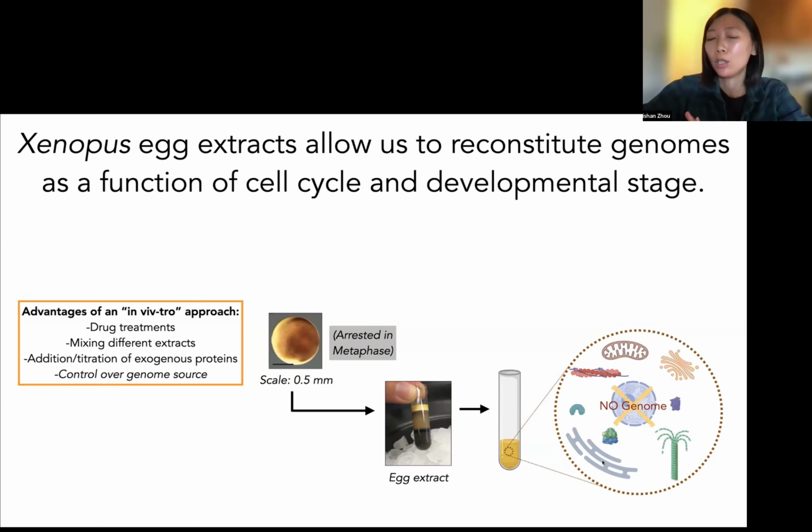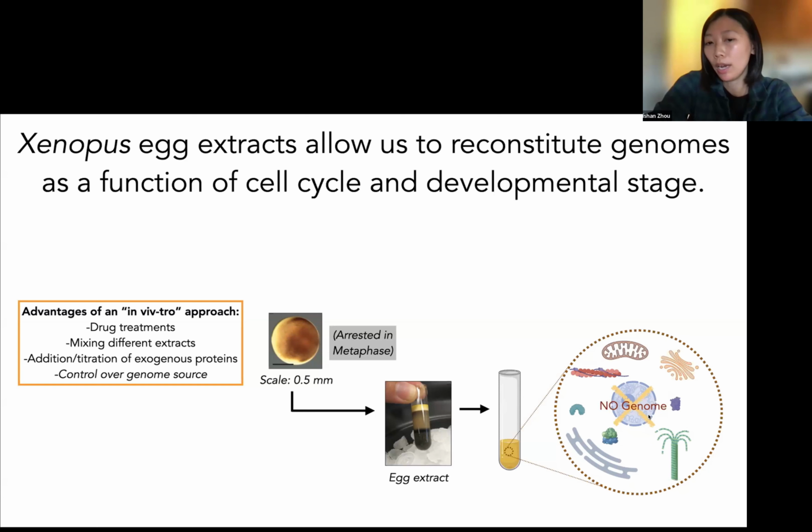So we really love this approach because it's in the middle of in vivo and in vitro, where you can do all of these cool things to extracts that you could not do in vivo, or at least it would be really, really hard. The egg extract is really cool specifically for two reasons. One is that, because of the pelleting step, the extract actually does not have a genome, because the maternal spindle that's in the egg is pelleted away. So we can add back our own source of genome.